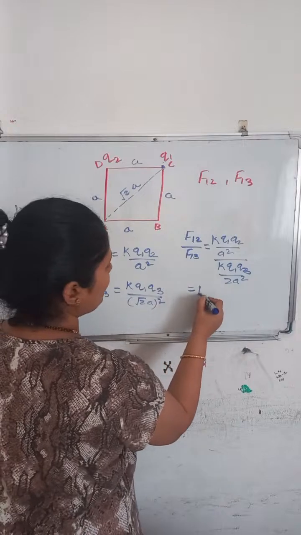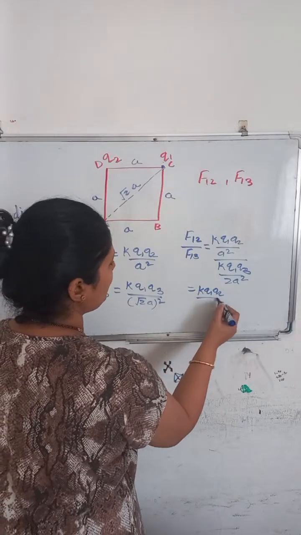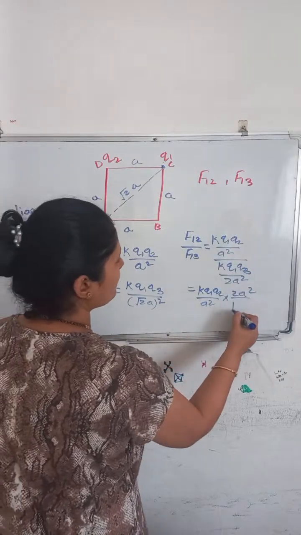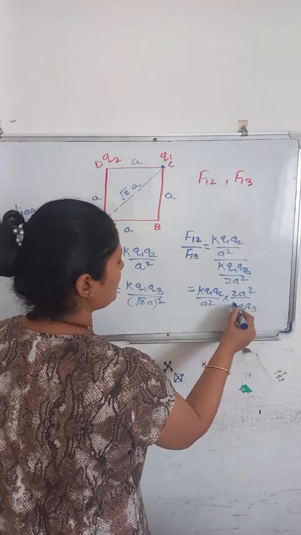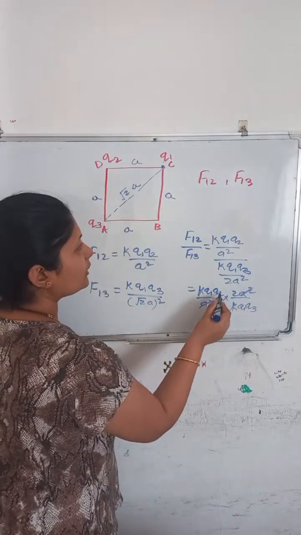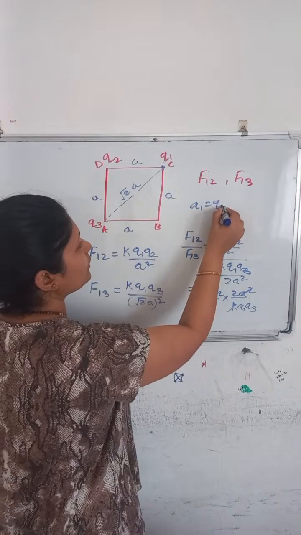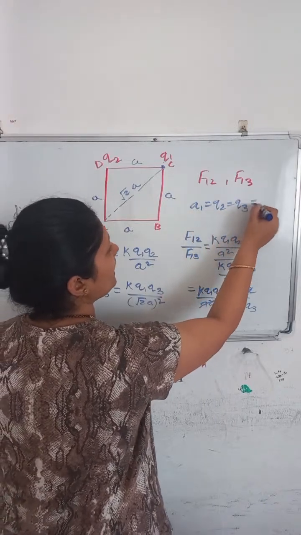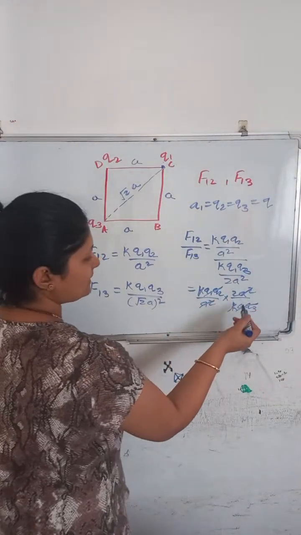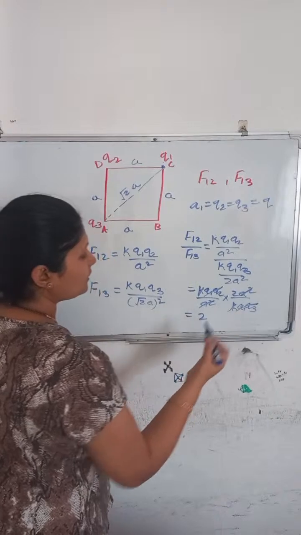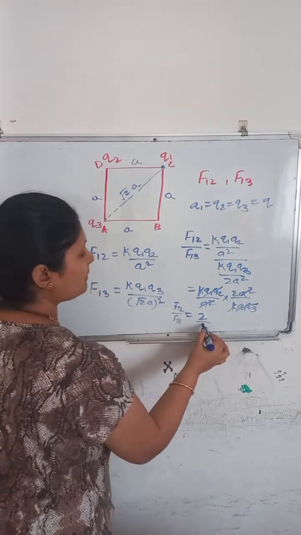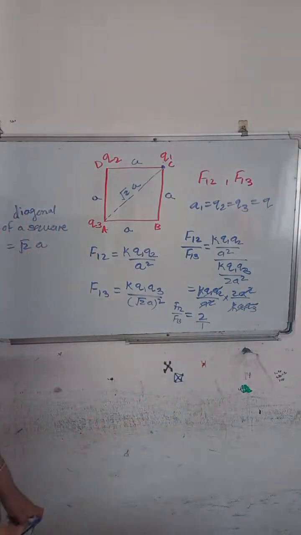So I write K Q1 Q2 by a square into twice of a square, taking the reciprocal of K Q1 Q3. K gets cancelled, a square gets cancelled, and the charges, being identical, also cancel. You get the ratio F12 upon F13 is 2 by 1, or you can write only 2.